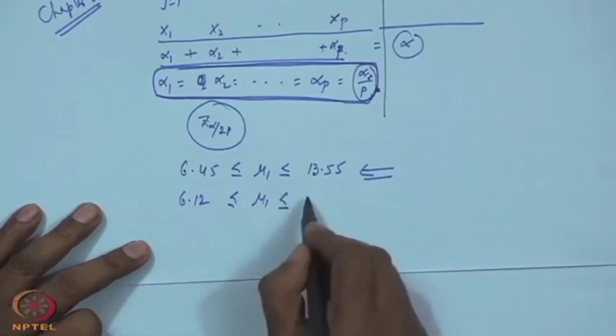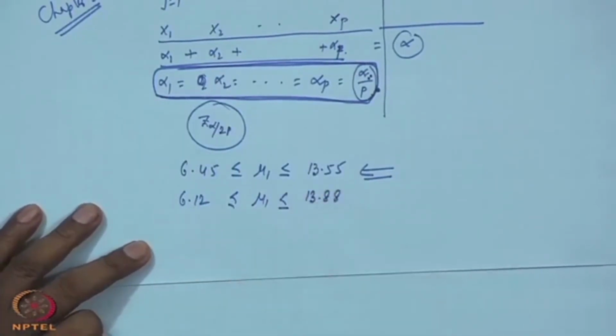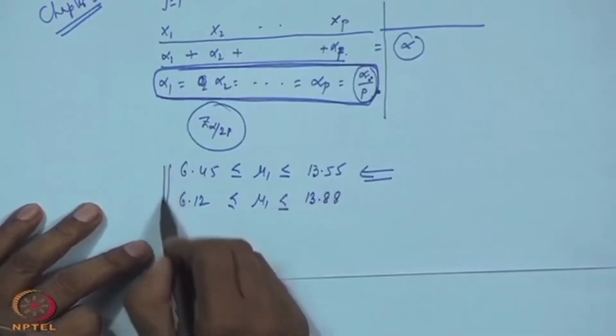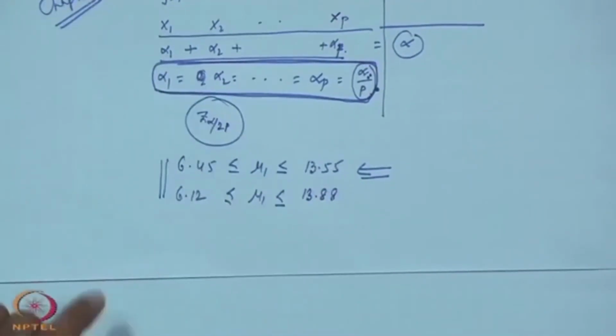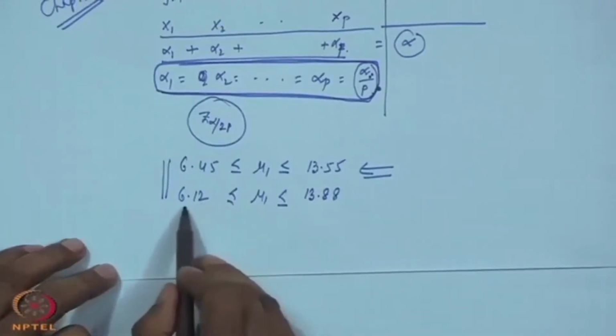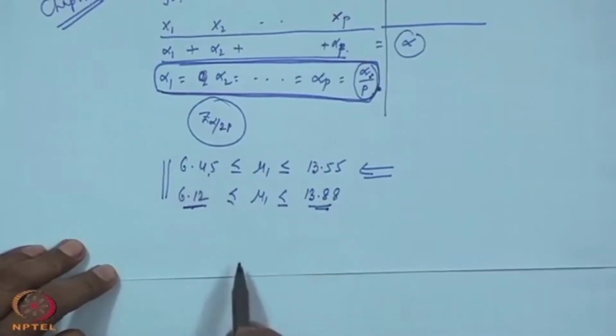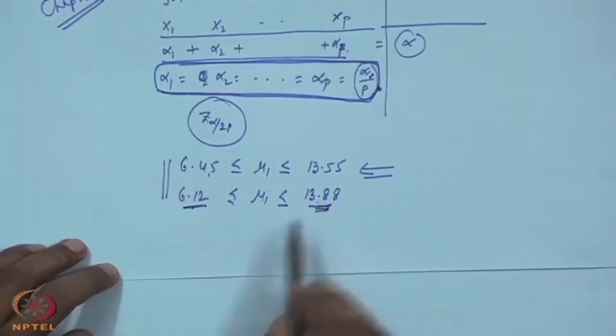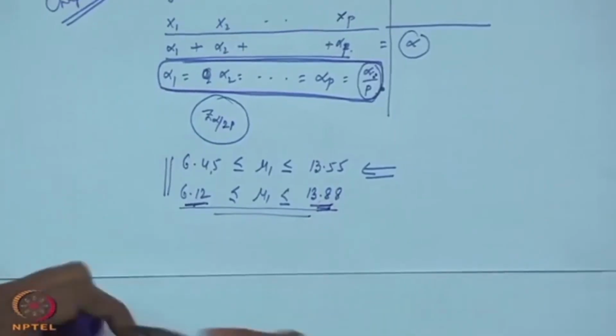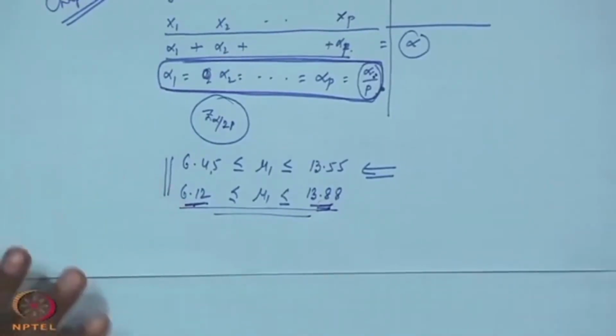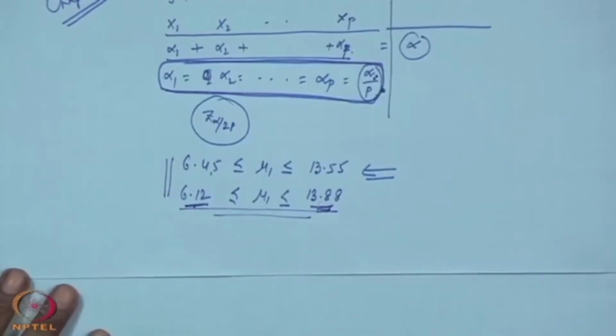Less than or equal to mu 1 less than or equal to 13.88. Okay, there is little difference. Almost this one, 6.12, this one is less than and this one is more than this. So, a little difference is there, and that difference will always be there, because you are using different alpha values, and here it is a T distribution, there it is an F distribution.